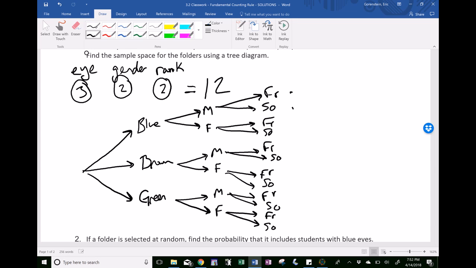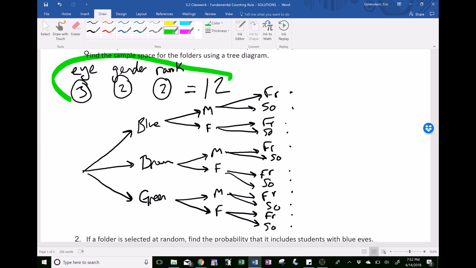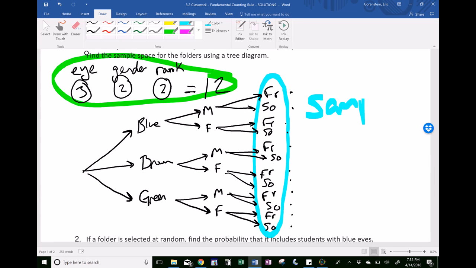Okay, so 1, 2, 3, 4, 5, 6, 7, 8, 9, 10, 11, 12. There are our 12 outcomes that we were expecting based on the fundamental counting rule. So again, the fundamental counting rule gives us the number 12. This is actually the sample space. The sample space is the list of all the individual outcomes, not just the last entry, but each path. So for example, blue, male, freshman would be the first element in the sample space.